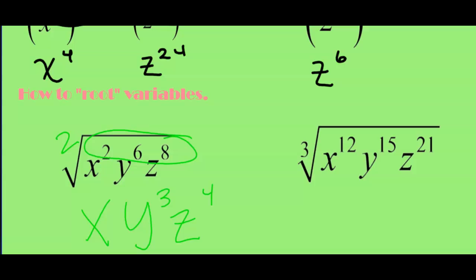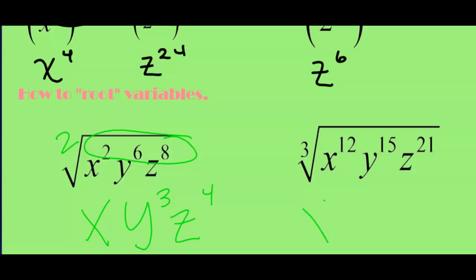Over here, you're still dividing. We're just dividing by 3. Y'all, look at all these exponents. I have an exponent of a 12, a 15, and a 21. Are those all perfect cubes? Yes, I'm dividing by 3. Perfect cube, perfect cube, yes. They're all multiples of 3. So no remainders, they're all perfect cubes.